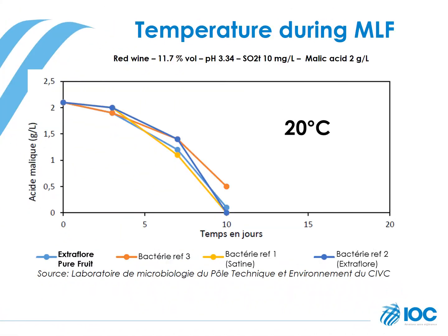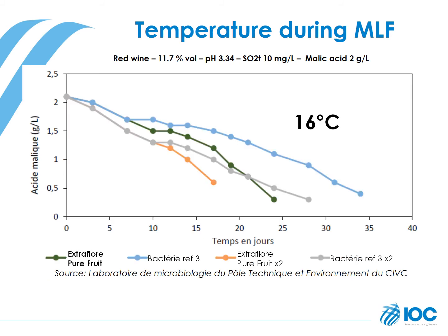We observed first the kinetic of fermentation of 4 various bacteria on a red wine at 20 degrees. We could read on the graphic that there is no difference between the 4 strains. But at 16 degrees, we could observe some differences between the strains of bacteria. On the screen, we compare Extraflore Pure Fruit with another bacteria, respectively the green and blue line. We see that in both cases, the malolactic fermentation is running, but Extraflore Pure Fruit finished the fermentation 10 days before the other strain. The kinetics are similar when we double the dose of bacteria.